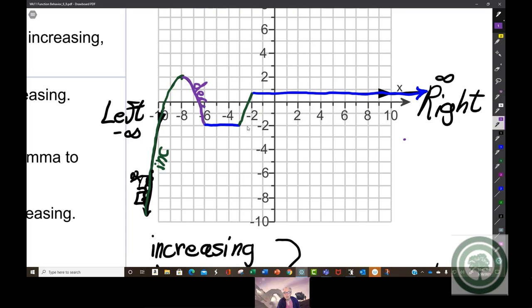And the flat line is called constant. Let's just say con. So here's some more increasing. And here's some more constant at the end. Okay, and it's going to just keep going. This is the kind of thing any graph is going to do.